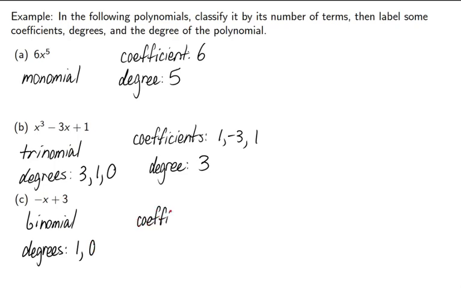Its coefficients are, well, this one's actually a -1, even though it's not written. And the 3 is the next coefficient. Finally, the degree of the polynomial is the highest power, which is 1.